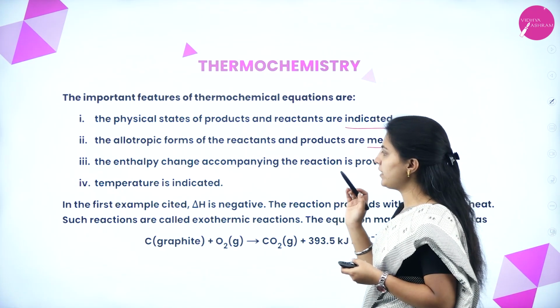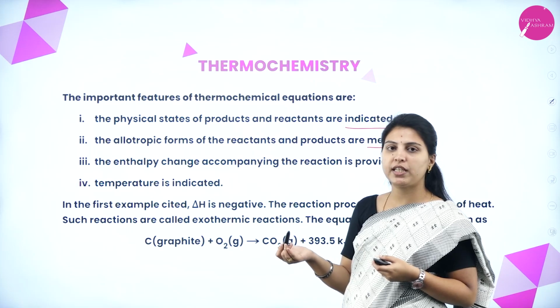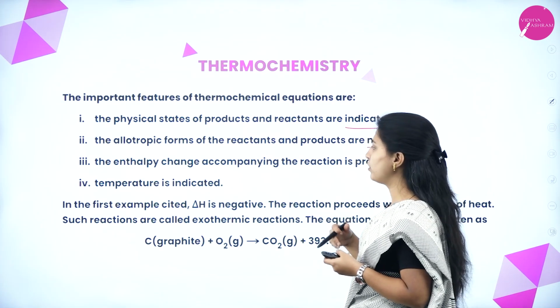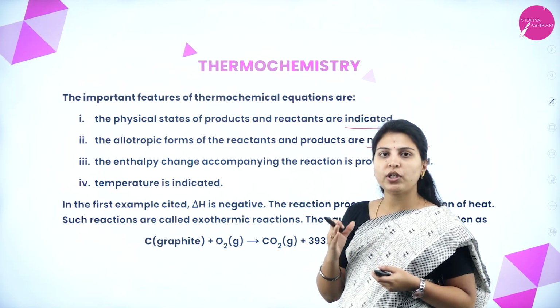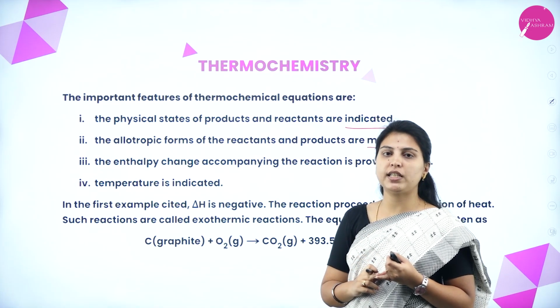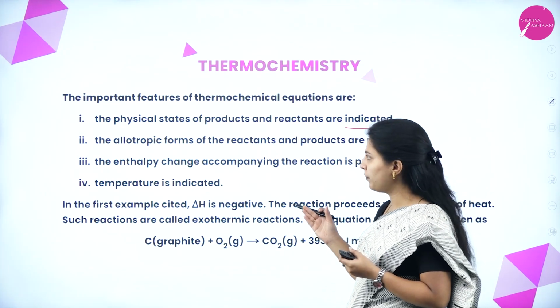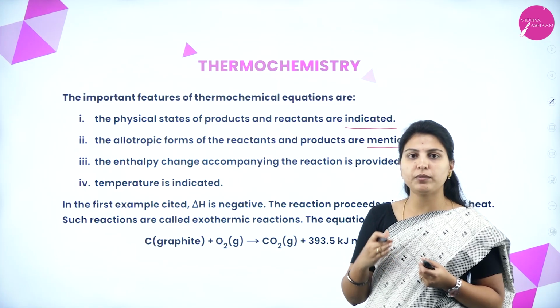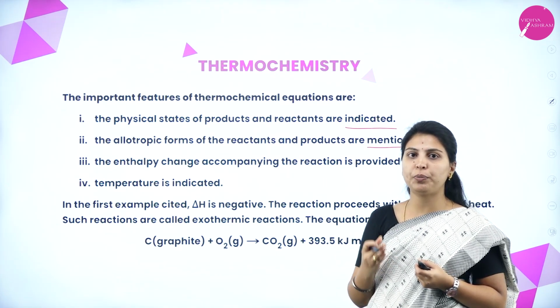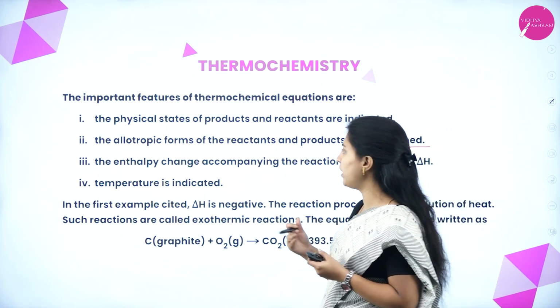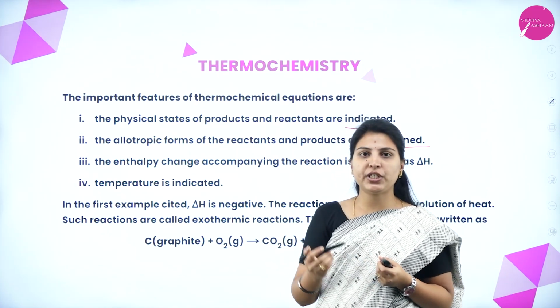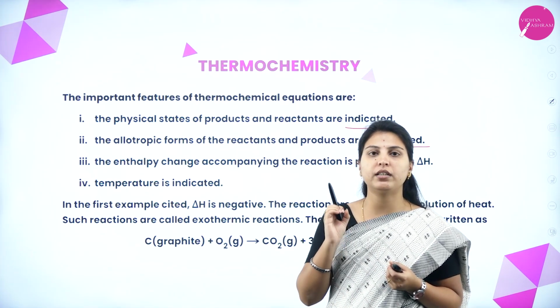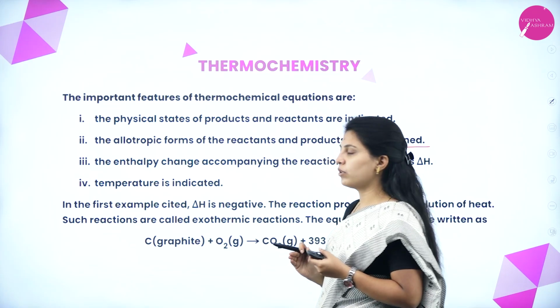Temperature is indicated. If a temperature is specified in the reaction, that will also be shown. By seeing the thermochemical equation, you will understand the physical states of reactant and product. Also, if any allotropic forms have been used, you will understand what kind. And the enthalpy changes will be mentioned, and temperature is also indicated.